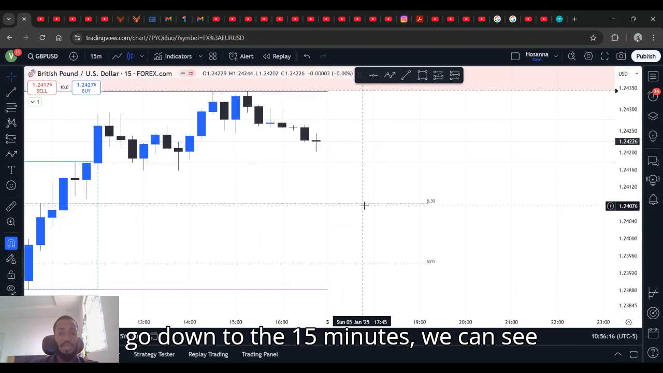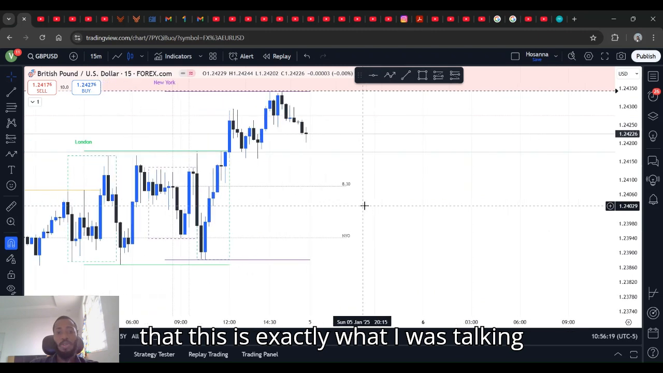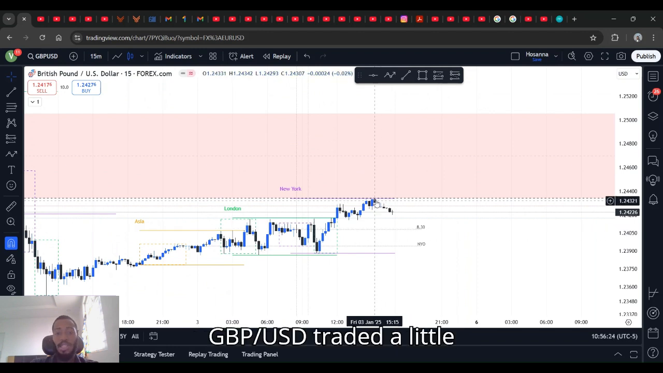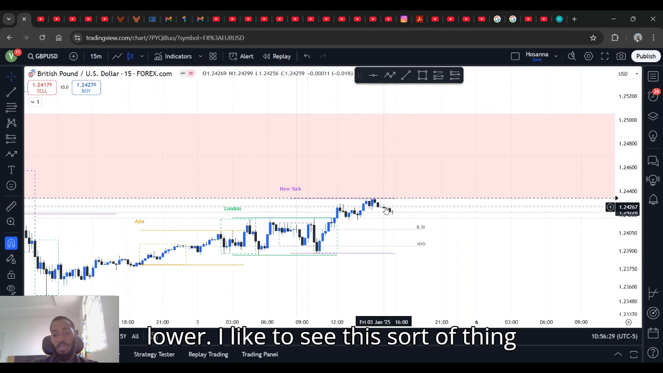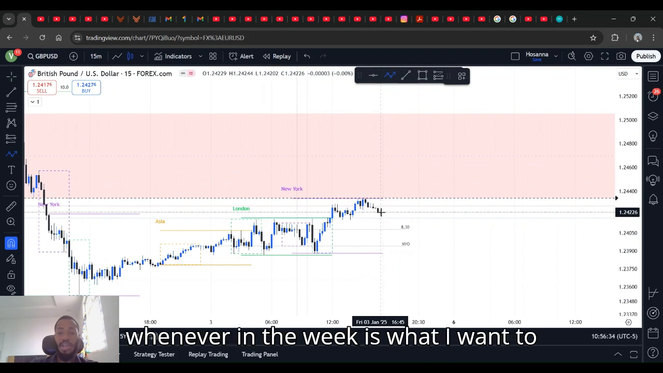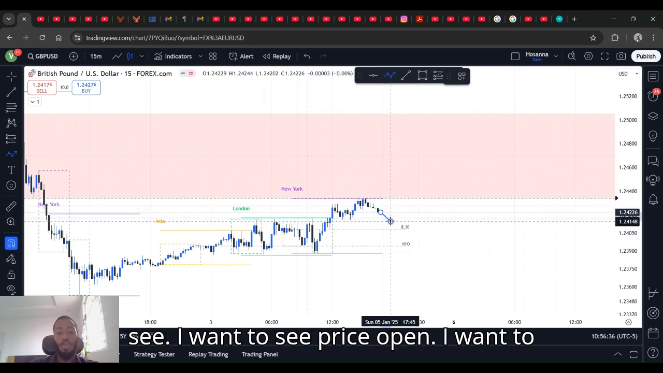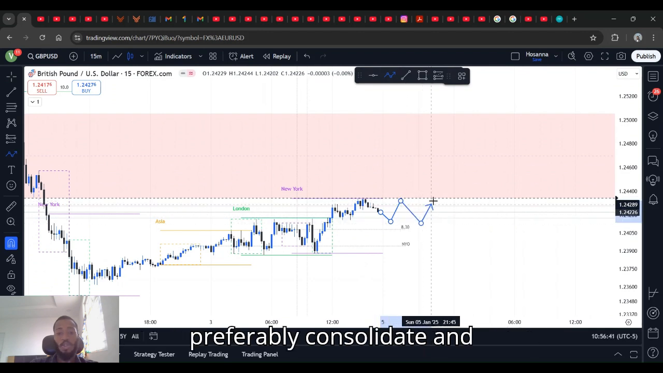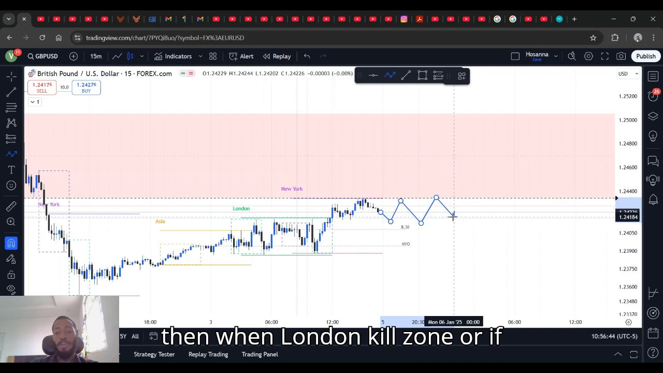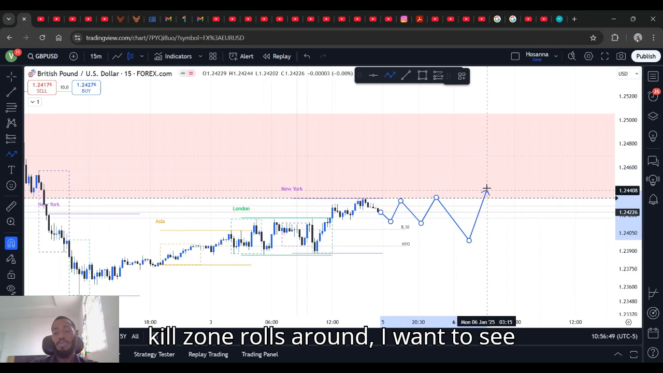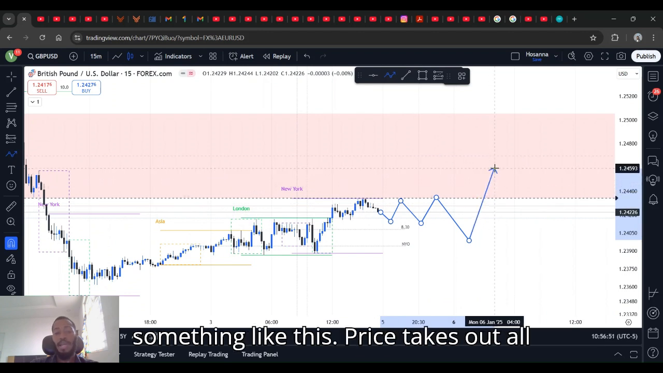If I go down to the 15 minutes, we can see that this is exactly what I was talking about. Whereas Euro USD closed basically at the high, GBP USD traded a little lower. I like to see this sort of thing when my fair value gaps form because it means that on Monday or Tuesday or whenever in the week, this is what I want to see. I want to see price open. I want to see Asia session do something like this, preferably consolidate. And then when London kill zone, or if London consolidates as well, when New York kill zone rolls around, I want to see something like this.